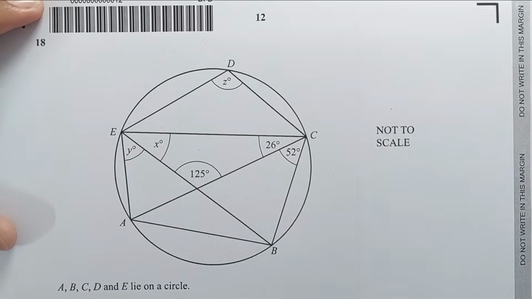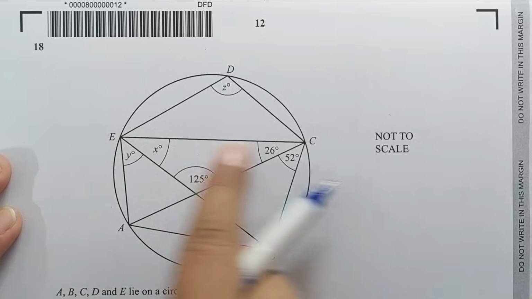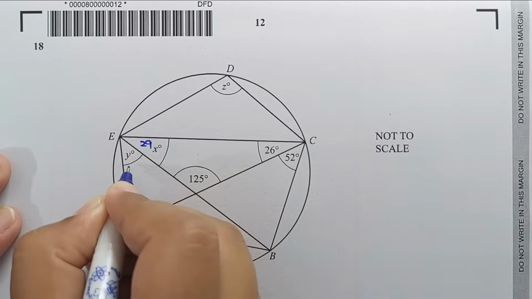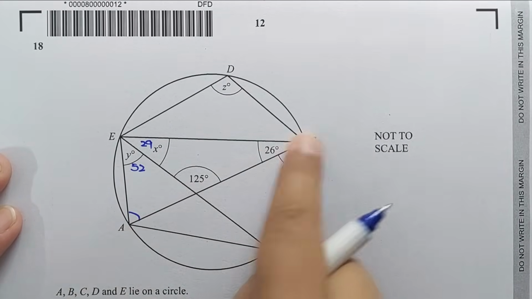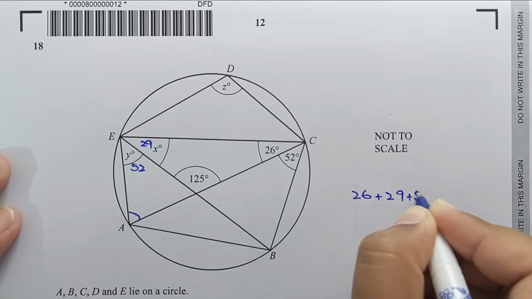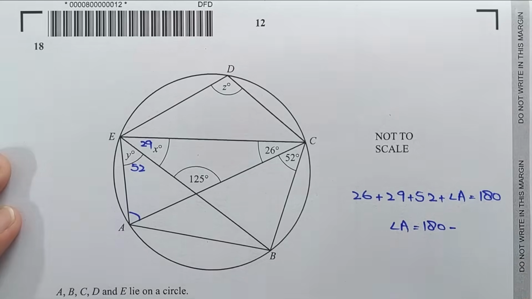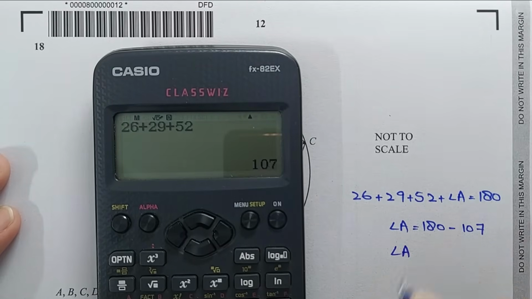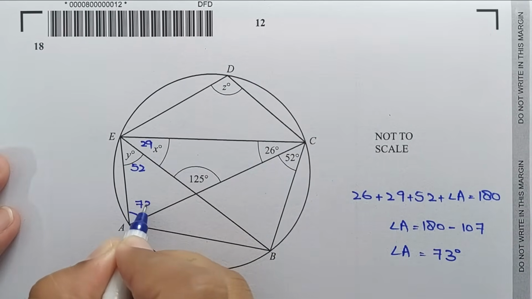Right. Now moving to angle Z. To get the value of Z, consider this triangle A, E, and C. We have angle C is 26. What is angle E? X plus y, where X is 29 and y is 52. Let me solve for the third angle of triangle EAC. The angles add up to 180. What is angle A? From 180, we subtract the sum of 26, 29, and 52, which is 107. So angle A is 180 take away 107, which is 73 degrees.